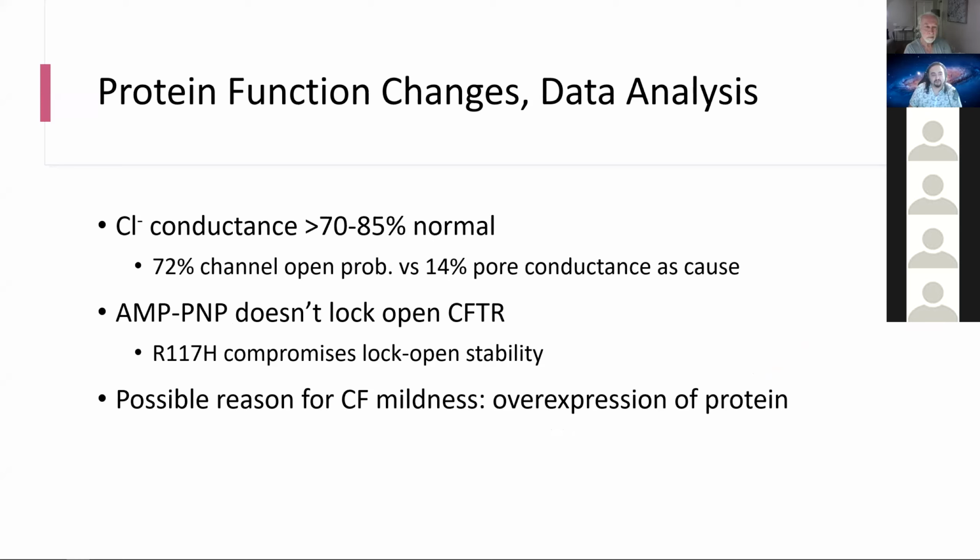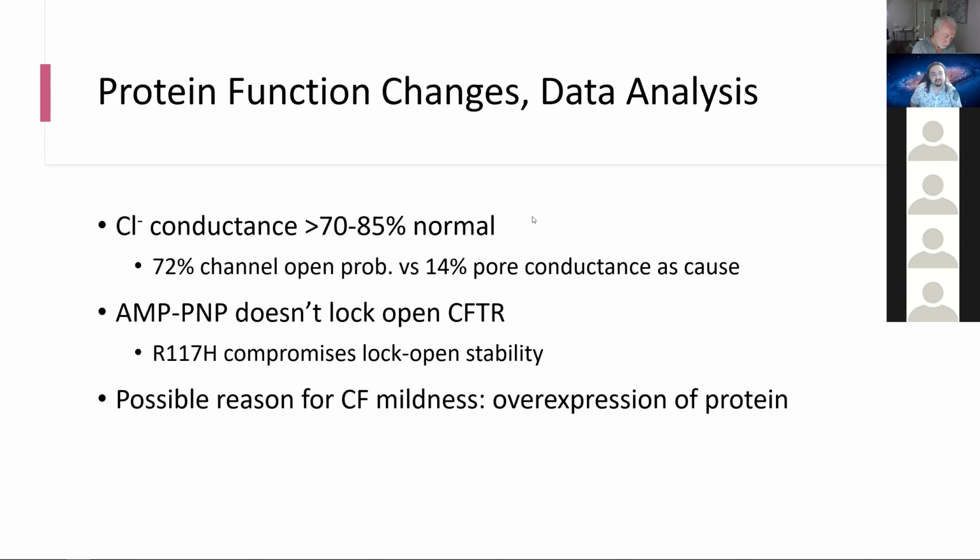So for people with this mutation, chloride conductance is actually really high. It's 70 to 85% of normal, well, higher than that. But of that reduction of 30 to 25, 15%, I can't math. About 72% of that is because of a reduction in channel open probability versus about 14% being from poor conductance. So in other words, it's just not open as much rather than the chloride being unable to get through.